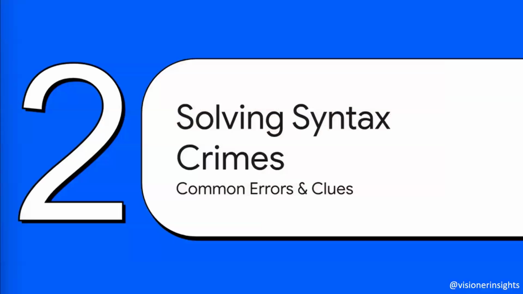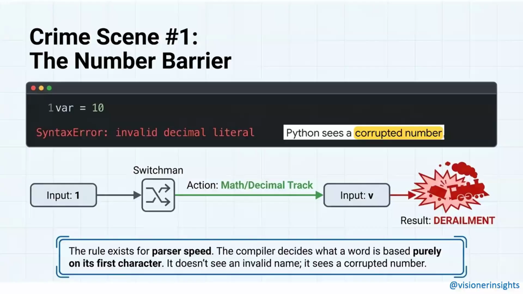All right, now we know the law, so it's time to visit some crime scenes. We're going to look at what happens when these rules get broken, and even better, how Python's error messages give us the exact clues we need to solve the case. Let's open our first case file. This one is a classic, a mistake that tons of programmers make when they're starting out. I call it the number barrier.